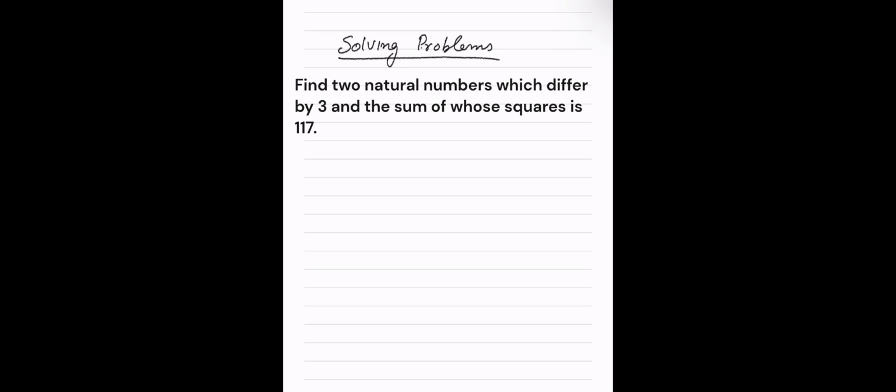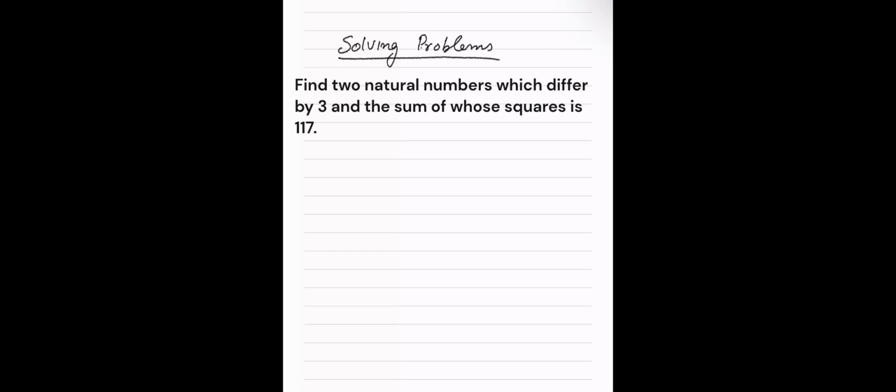So that is what you are doing in this problem. Here the key thing is how to convert the given situation or given information into a mathematical statement. Okay, so let's start with the first example. Find two natural numbers which differ by 3 and the sum of whose squares is 170. So here the first statement is two natural numbers which differ by 3.